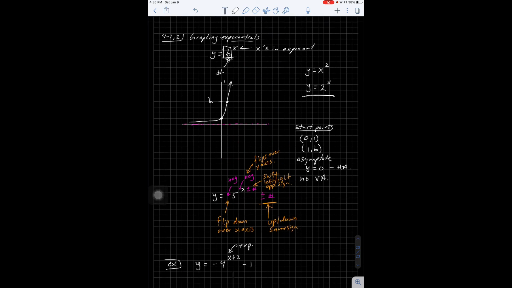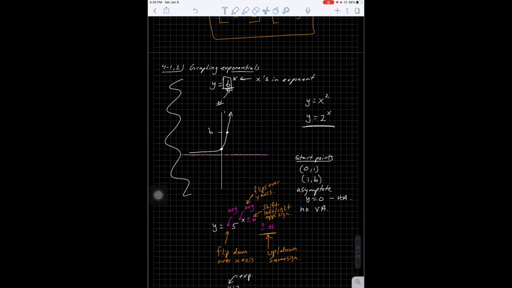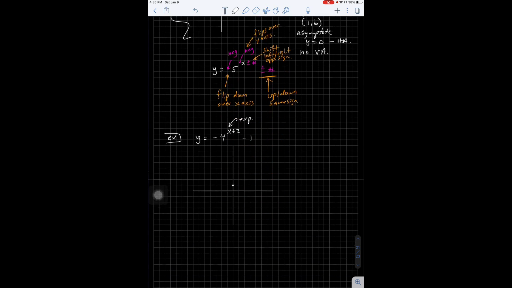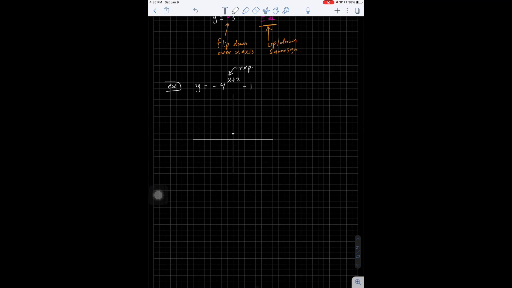What I would do is put this right here on a note card. On the front, I'd put this formula, and then on the back, I would put this shape and just practice drawing that. So here's my parent graph. I always go through 0, 1, and then I have 4 is my base. So I'm going to go through 1, 4 also, and I have an asymptote here at y equals 0. So my graph's going to look like this. That's my parent graph.